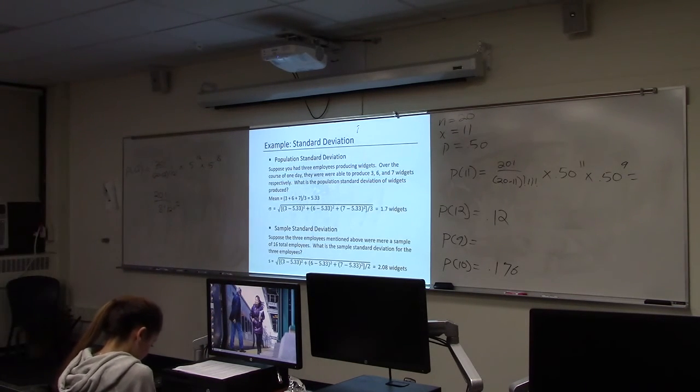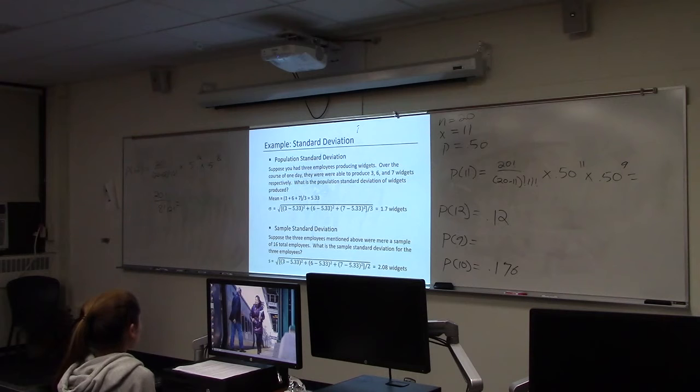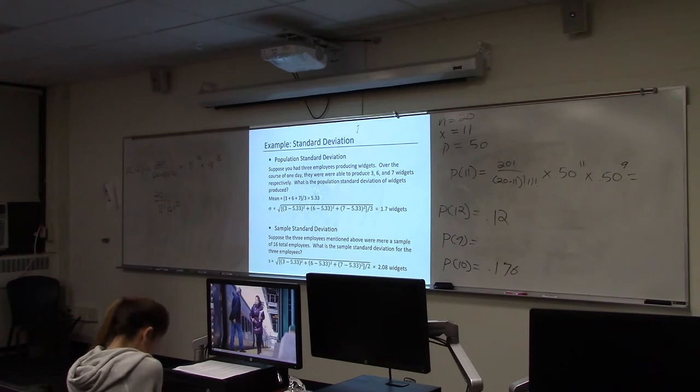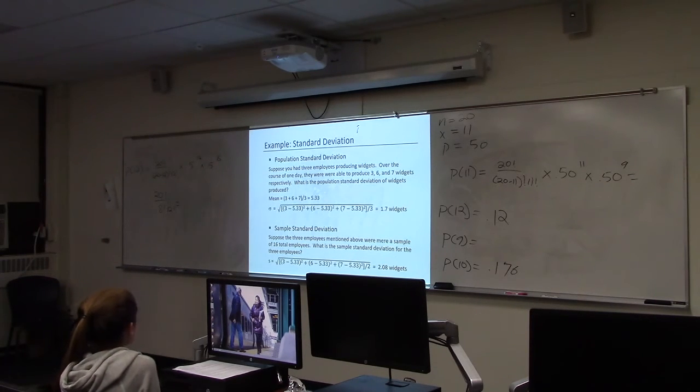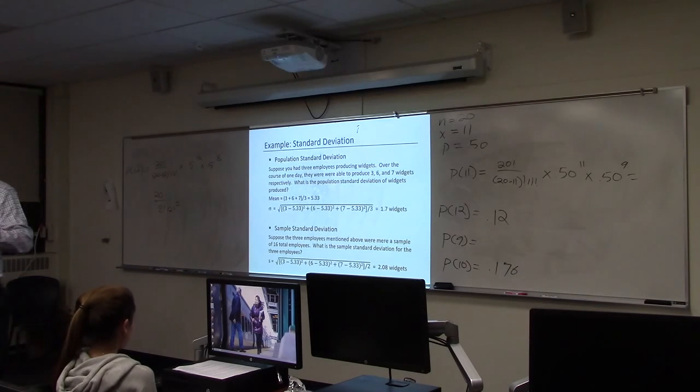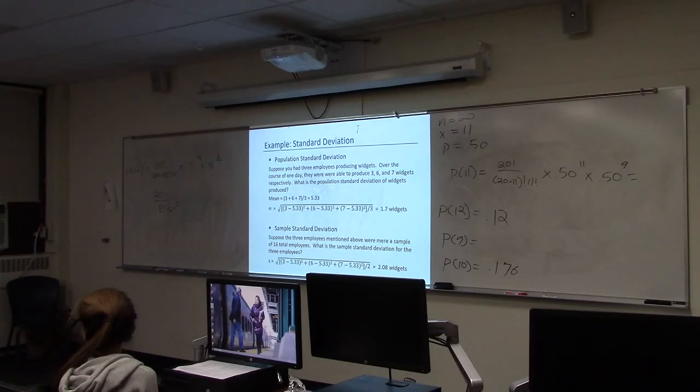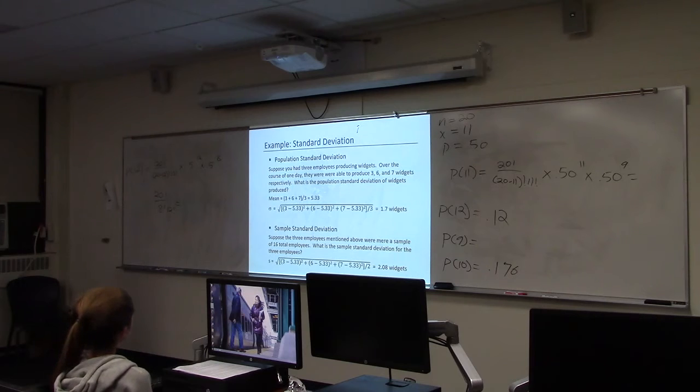All right, suppose you had 3 employees producing widgets. Over the course of one day, they were able to produce 3, 6, and 7 widgets respectively. So I have 3 employees. All right, you 3 are my employees. Danielle produces 3 widgets, Kristen produces 6 widgets, and Julissa produces 7 widgets. What is the population standard deviation of widgets produced? What's the first thing I need to do to calculate standard deviation?